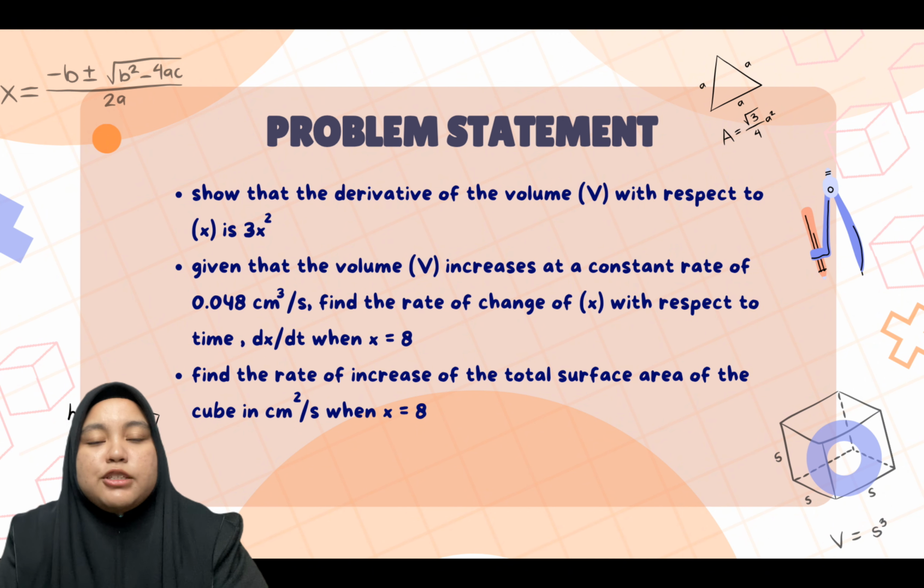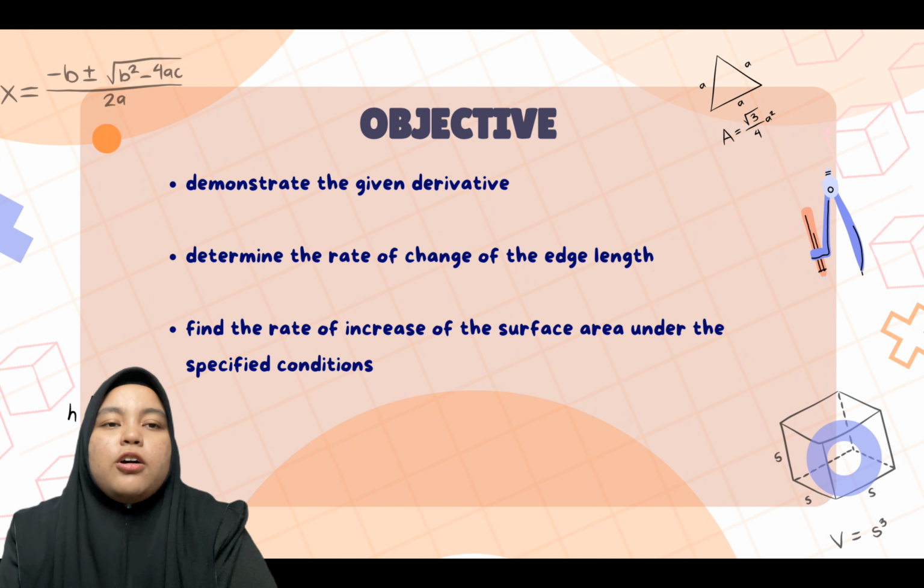And then for the last problem statement, we need to find the rate of increase of the total surface area of the cube in centimeters squared per second when x equals 8. The objective of this video is to demonstrate the given derivative, determine the rate of change of the edge length, and then find the rate of increase of the total surface area under the specified conditions.